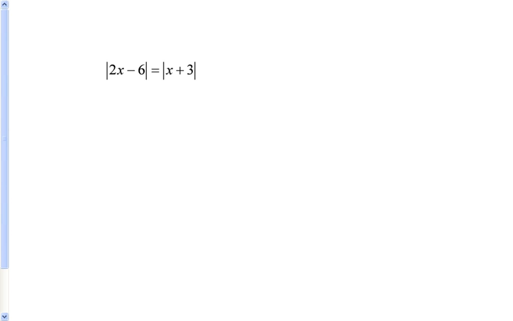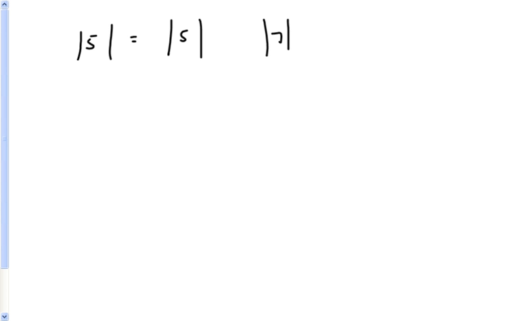Alright, so when we're solving absolute value problems, we have to start with the idea that the things inside the absolute values, if there's an equal sign between them, are either the same signs or they're opposite signs. For example, the absolute value of 5 and the absolute value of 5 are equal. In the same way, the absolute value of 7 and the absolute value of -7 are equal.